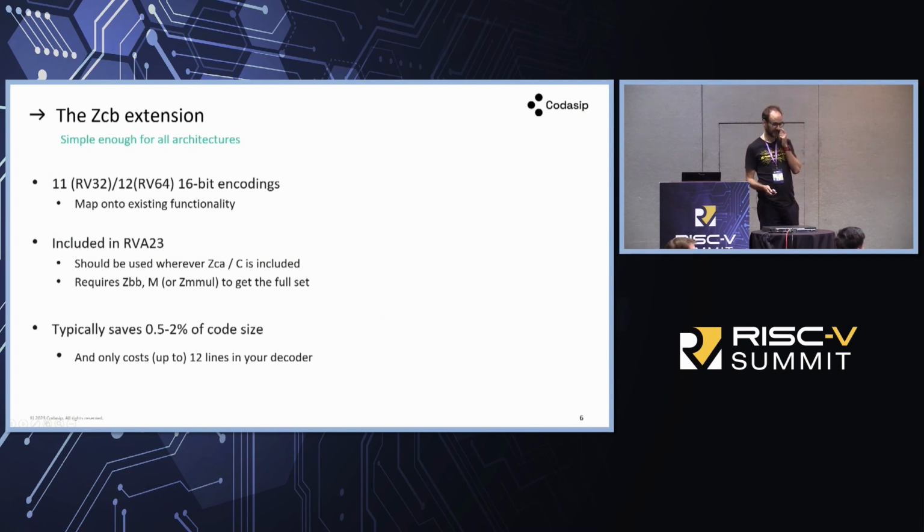So Zcb, it's either 11 or 12 lines added to your decoder. One of the instructions is RV64 only, zero extend word. It's included in RVA23. It's completely trivial to implement because you're only expanding 16-bit encodings to existing 32-bit encodings. So there's really no effort to it, and a little bit more verification than you might have to do. So you're getting half to 2% of code size saving for really, really low cost. So everybody should be implementing this all the time. There's no reason not to. You've been told.